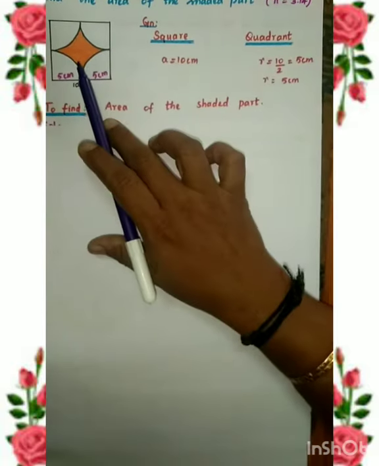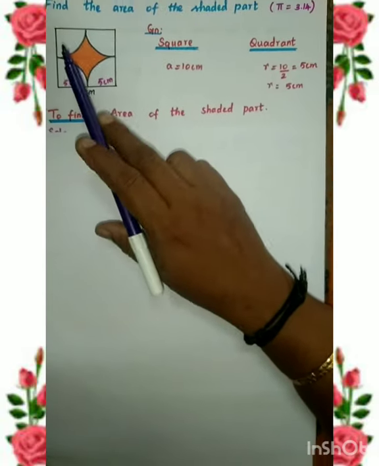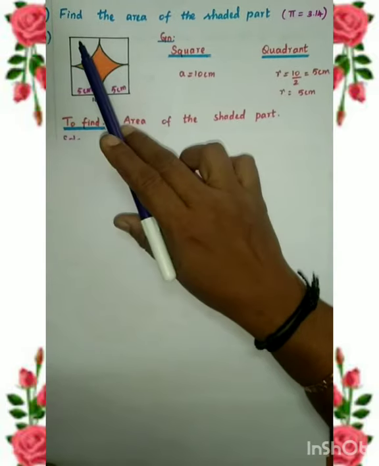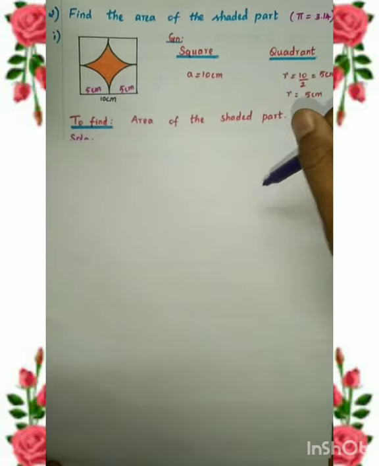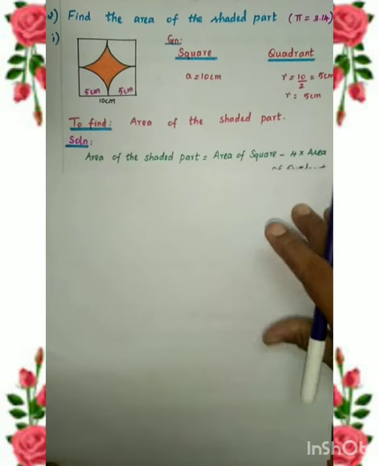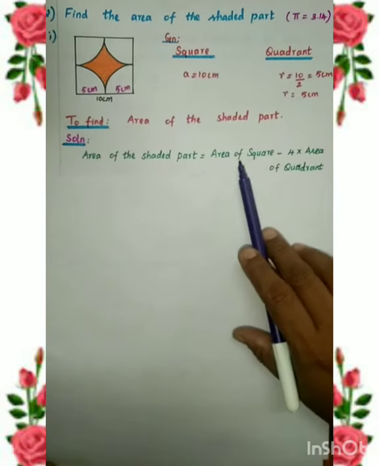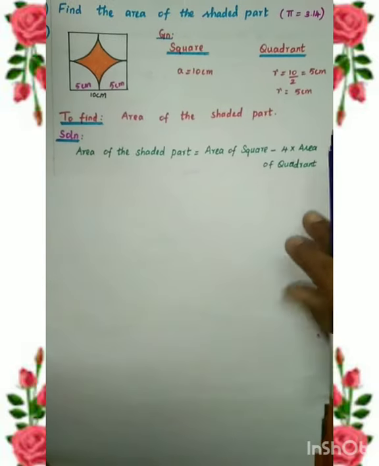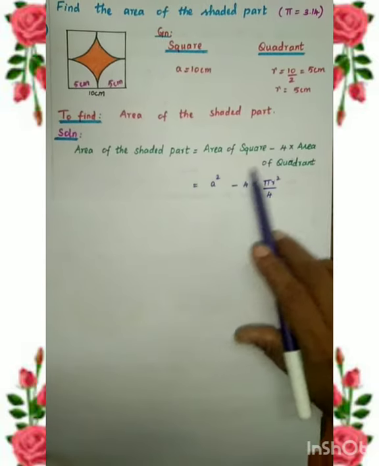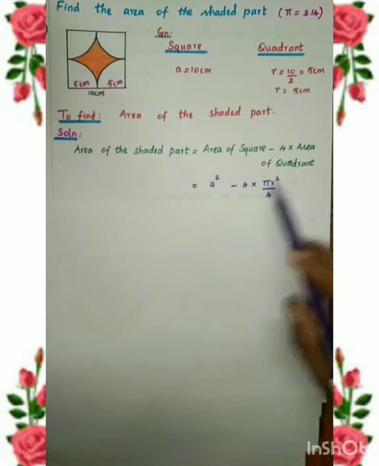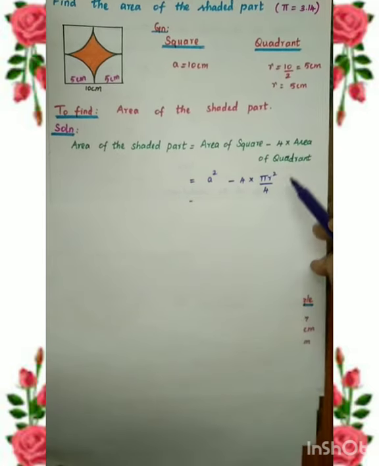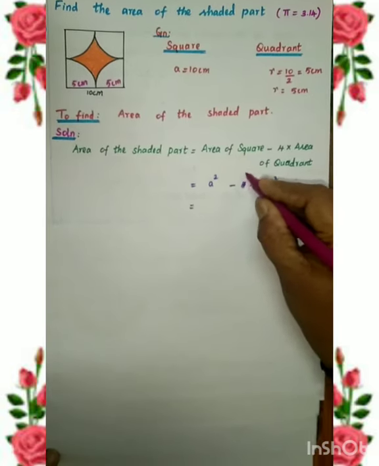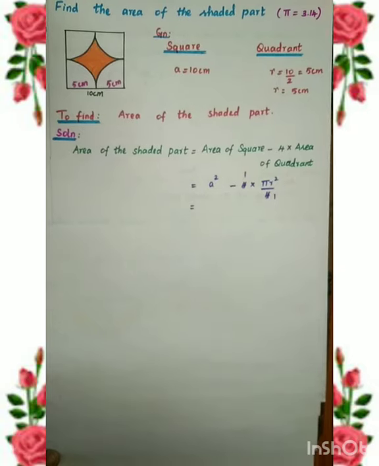So how will you find the middle part? That is area of the square minus how many quadrants are there? 4 quadrants are there. So minus 4 into area of a quadrant. That is, area of the shaded part equals area of a square minus 4 into area of quadrant. Then we can write the formula. Area of a square is a square, minus 4 into area of the quadrant, formula is pi r square by 4.